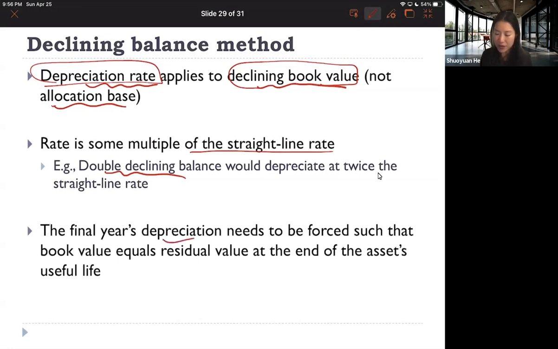And then the final year depreciation needs to be forced such that the book value equals the residual value at the end of the asset's useful life. So what does all of this mean? Let's look at an example.